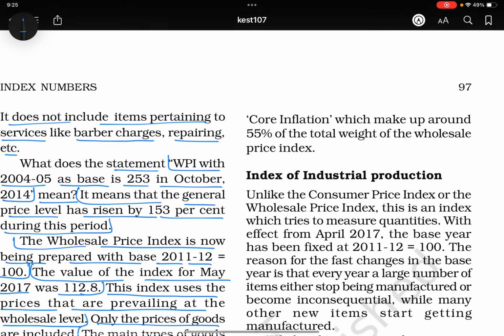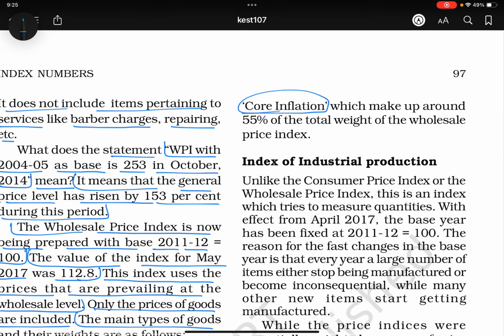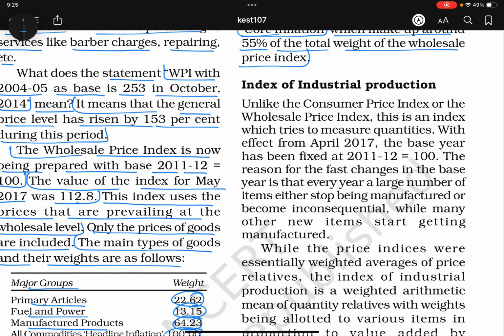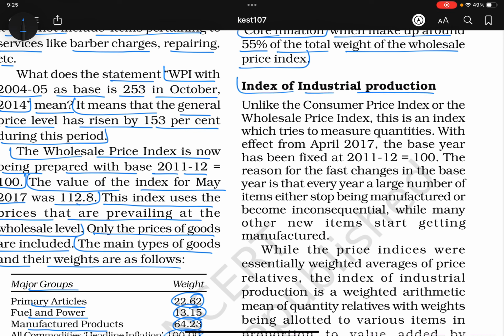And for this, they study core inflation, which makes up around 55% of the total weight of the wholesale price index. Index of industrial production, unlike the consumer price index or the wholesale price index, is an index which tries to measure quantities. With effect from April 2017, the base year has been fixed at 2011-12.